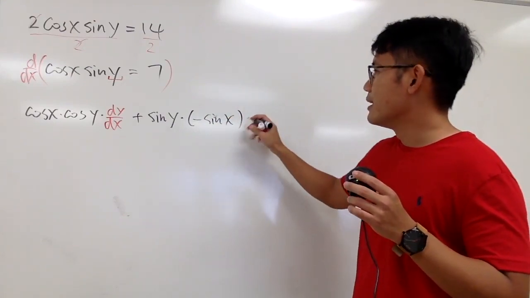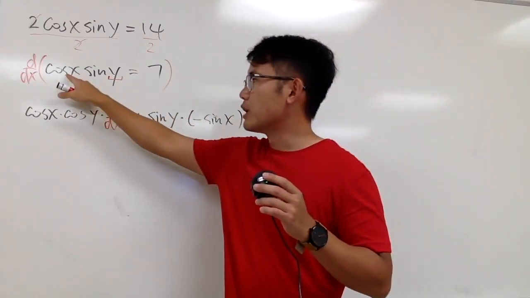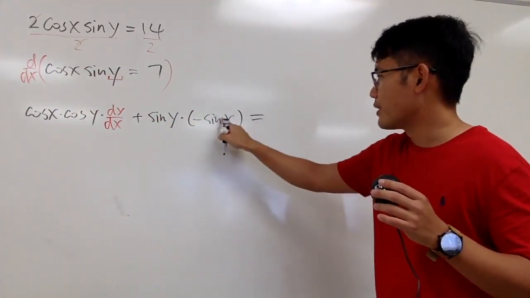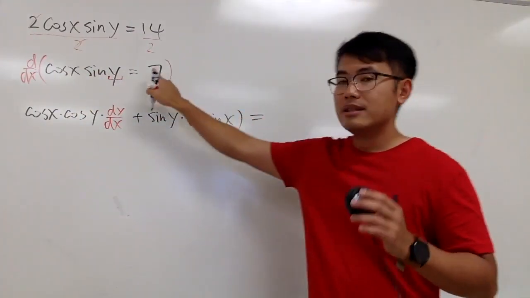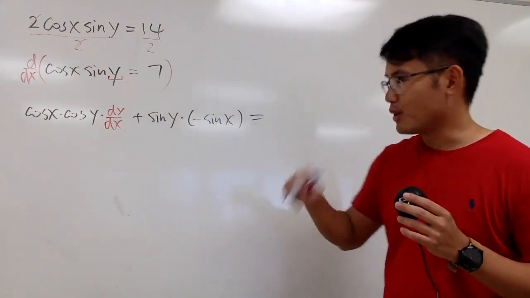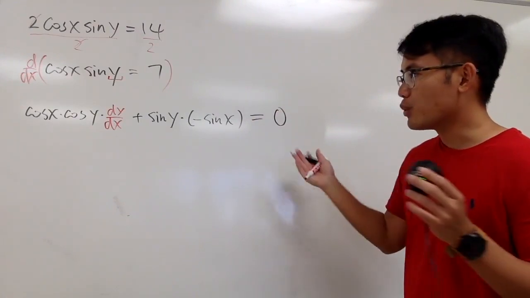And that's pretty much it. And for this, you don't have to multiply by dx over dx because that's technically equal to 1. So that's pretty much it right here. And then the derivative of 7, the derivative of a constant 7, is just 0, so this is equal to 0. So that's all we have.